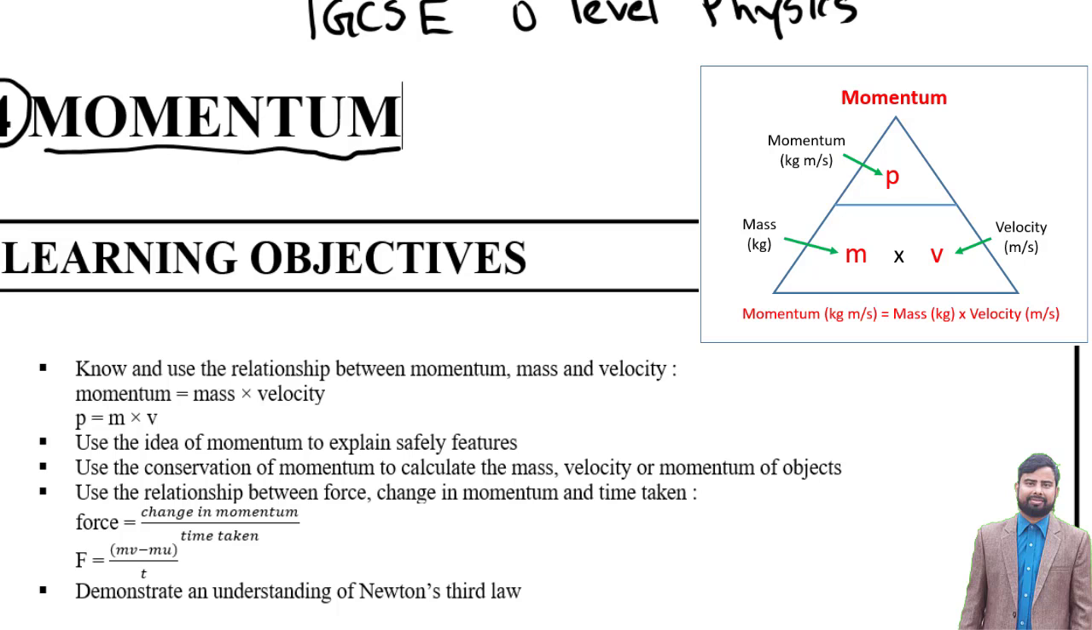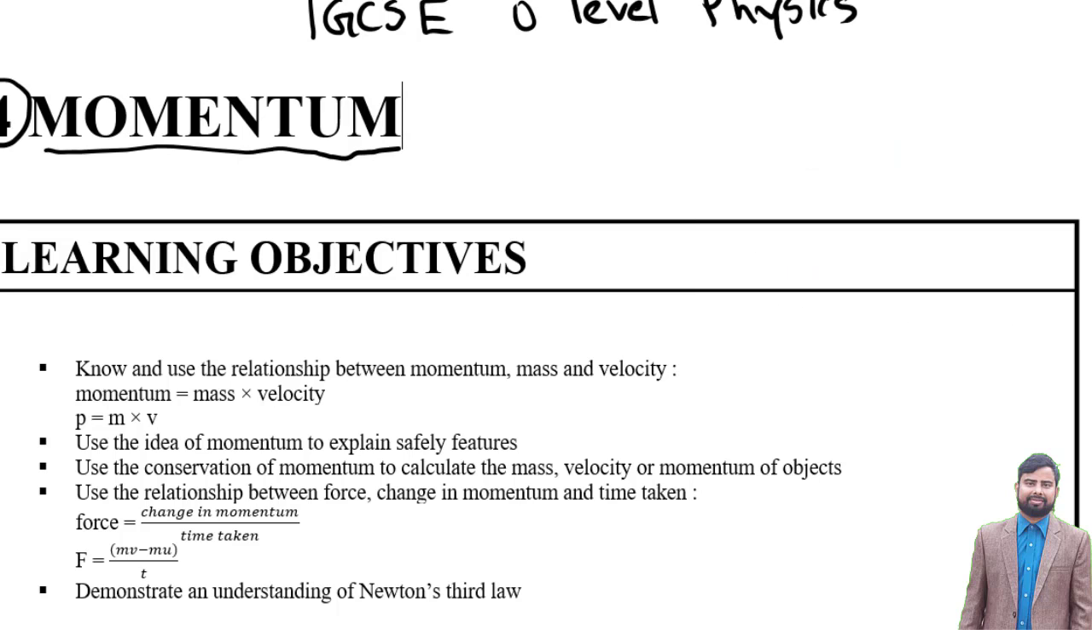After finishing this chapter, we will learn about the relation between momentum, mass and velocity. Momentum equals mass times velocity. Momentum is denoted by P. P equals m times v.